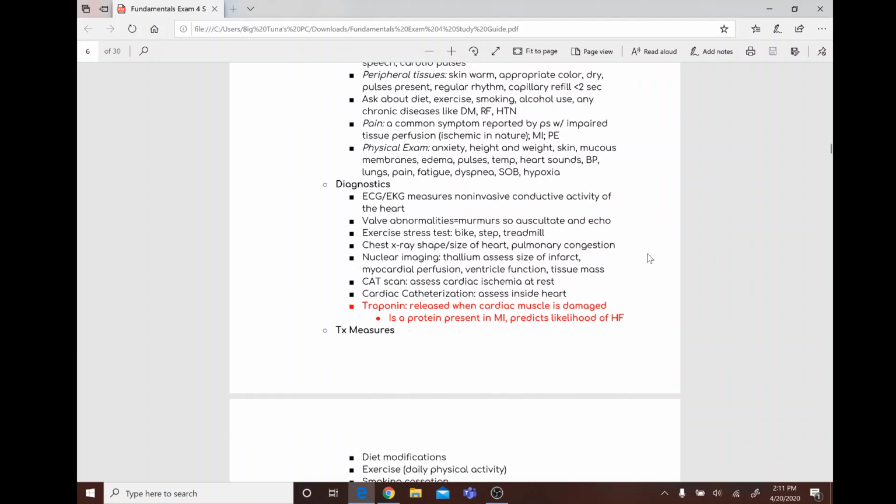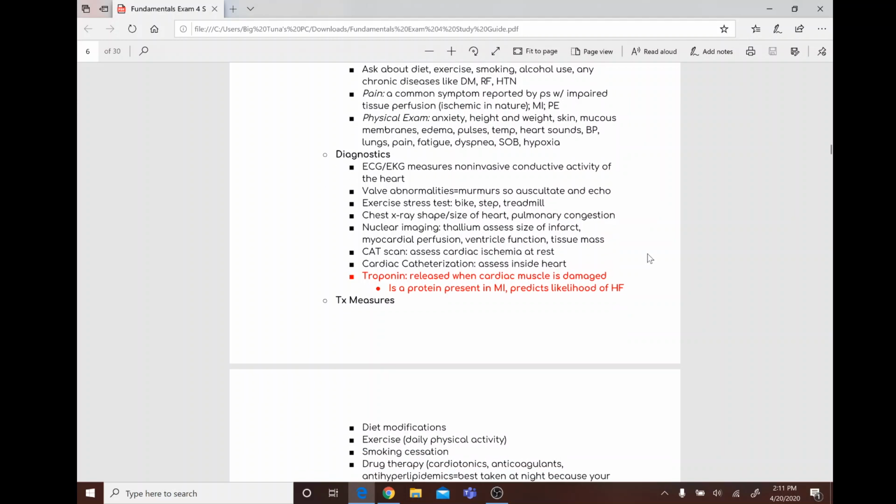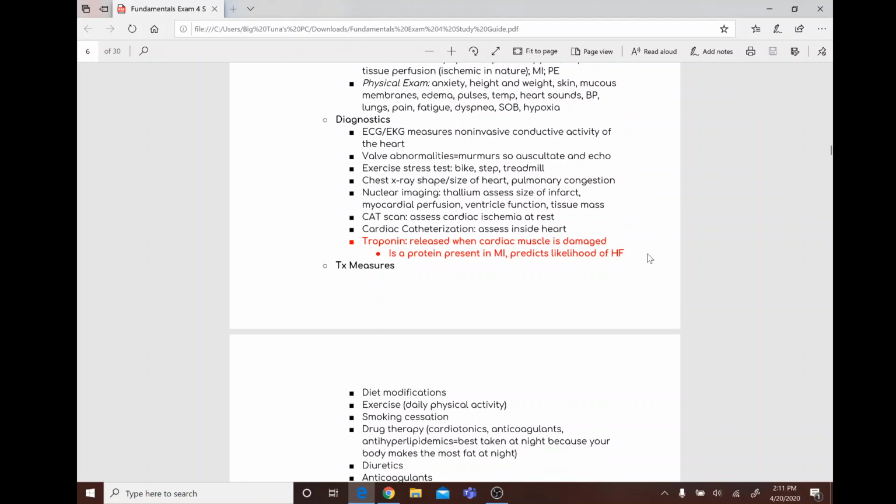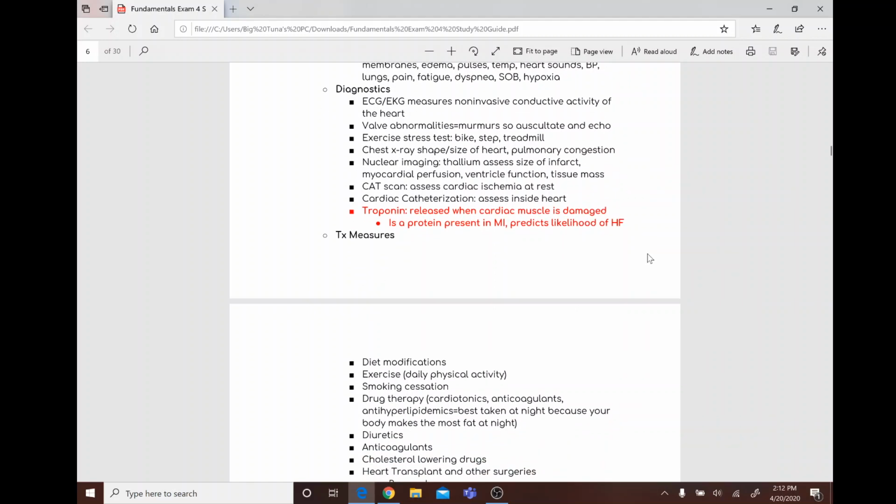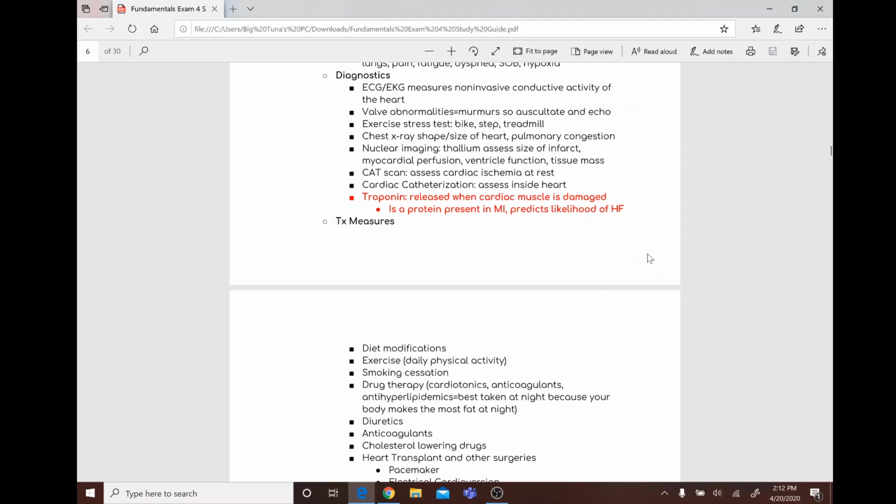Alright, what does the ECG or EKG measure? Non-invasive conductive activity of the heart. What does auscultation and echo do? Helps find murmurs. What does a chest x-ray do? Assesses the size and shape of the heart and pulmonary congestion. What does nuclear imaging do? Assesses the size of infarct, myocardial perfusion, ventricle function, and tissue mass. What does a CAT scan do? Assesses cardiac ischemia at rest. What does cardiac cath do? Assesses the inside of the heart. When is troponin released? MI.